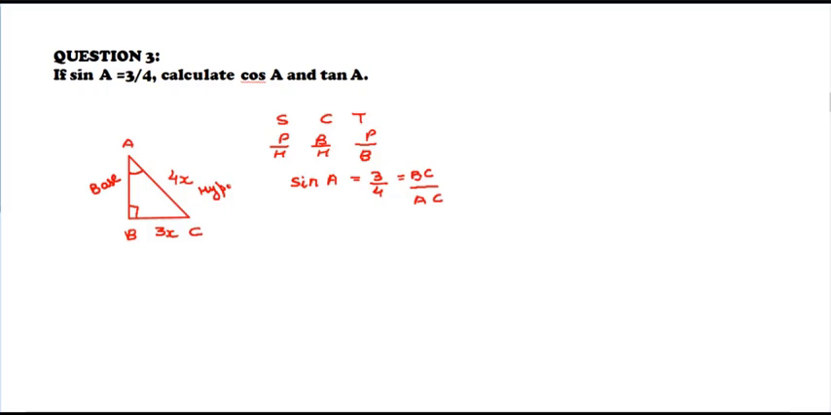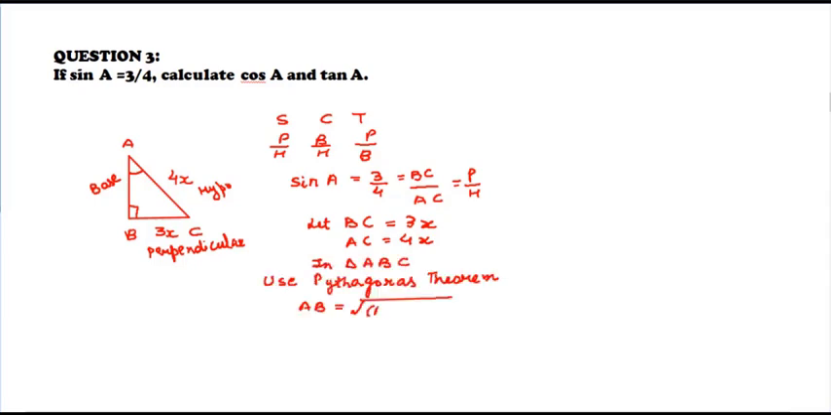So here the value of perpendicular is 3x and the value of hypotenuse is 4x. हमारे पास हाइपोटेन्यूज और परपेंडिकुलर दोनों की वैल्यूज हैं, उसकी हेल्प से हम बेस की वैल्यू फाइंड आउट करेंगे बाय यूजिंग पाइथागोरस थ्योरम. sin A is equal to 3 by 4, BC is equal to 3x and AC is equal to 4x. So in triangle ABC, AB is equal to under root AC square minus BC square.